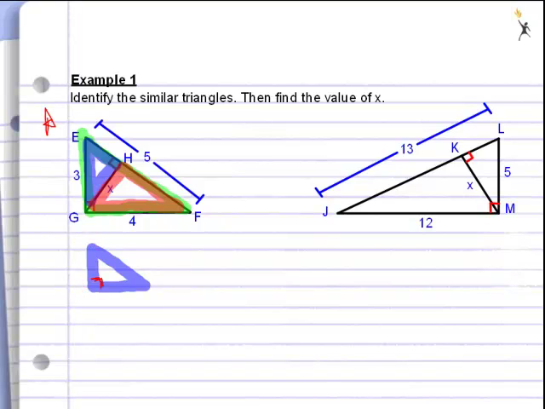I love the back button. Probably overuse it, but I like it. There's 3, E, H, and G. And now I'm going to redraw triangle FHG. I can see that my hypotenuse is the number 4, and that H is still my right angle.